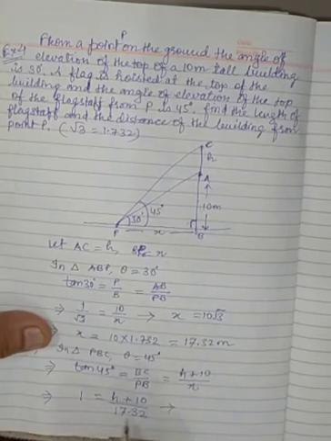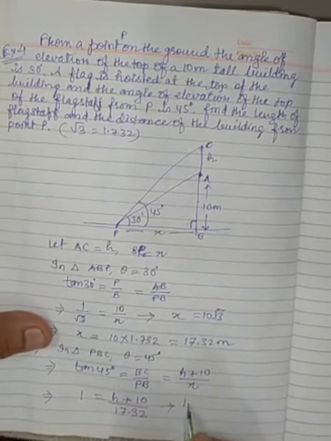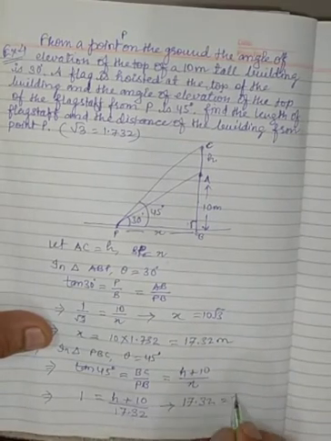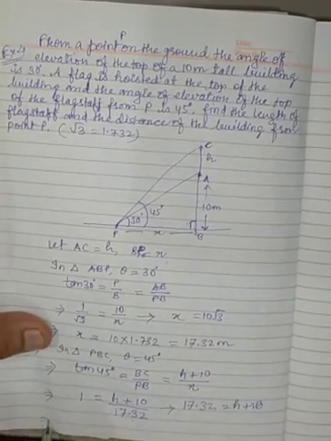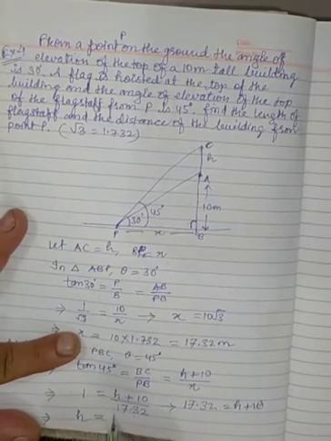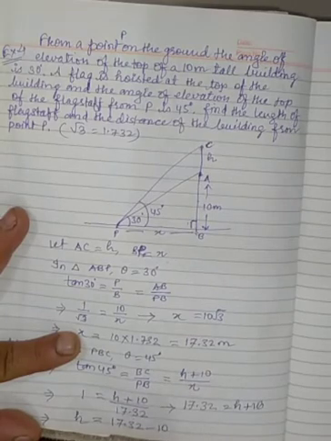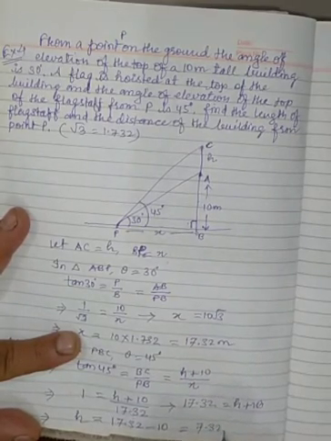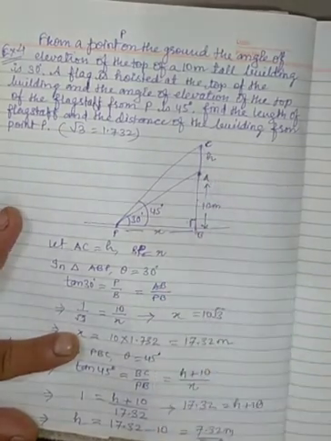So as we cross multiply, 17.32 into 1 is equal to 17.32. That is equal to H plus 10. Therefore, H will be equal to 17.32 minus 10, which is equal to 7.32 meters, the height of the flagstaff.